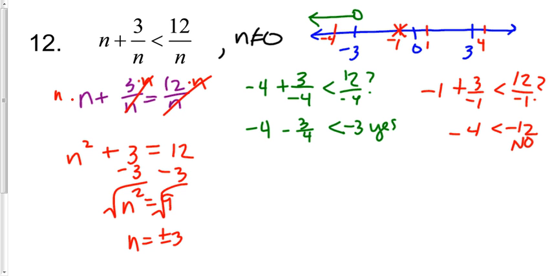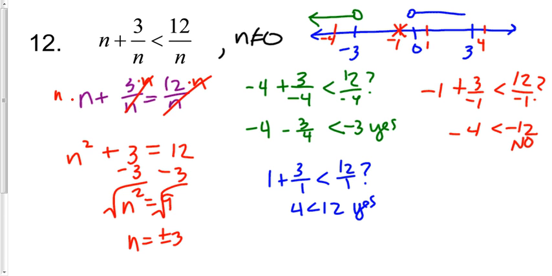Let's check +1. +1 plus 3 over 1, is that less than 12 over 1? Well, I have 1 plus 3 or 4, is 4 less than 12? Yeah. So that tells me that +1 and everything in between 0 and 3 is a solution. We're using open dots here because we can't be equal to our endpoints, 0 or 3, but these all work. I need to stop because I'm just in this interval right now.